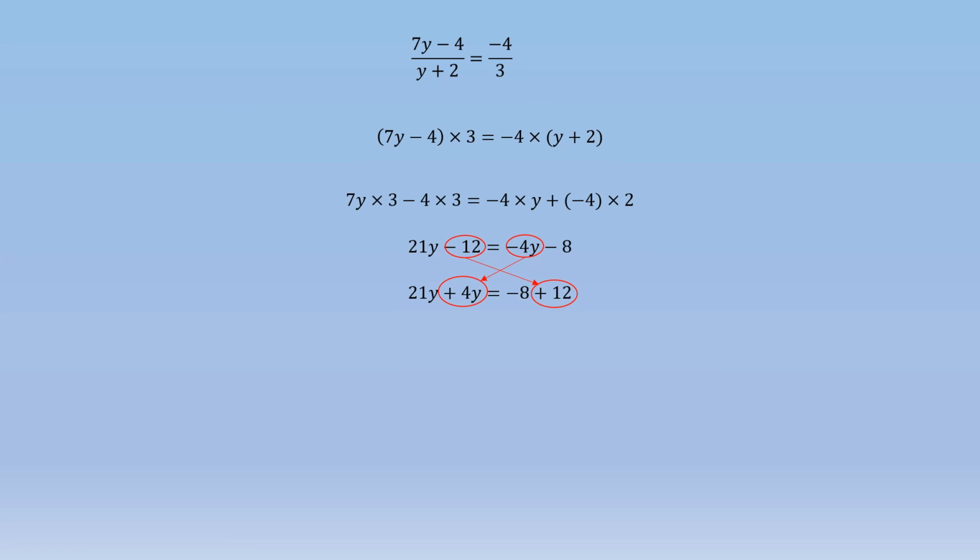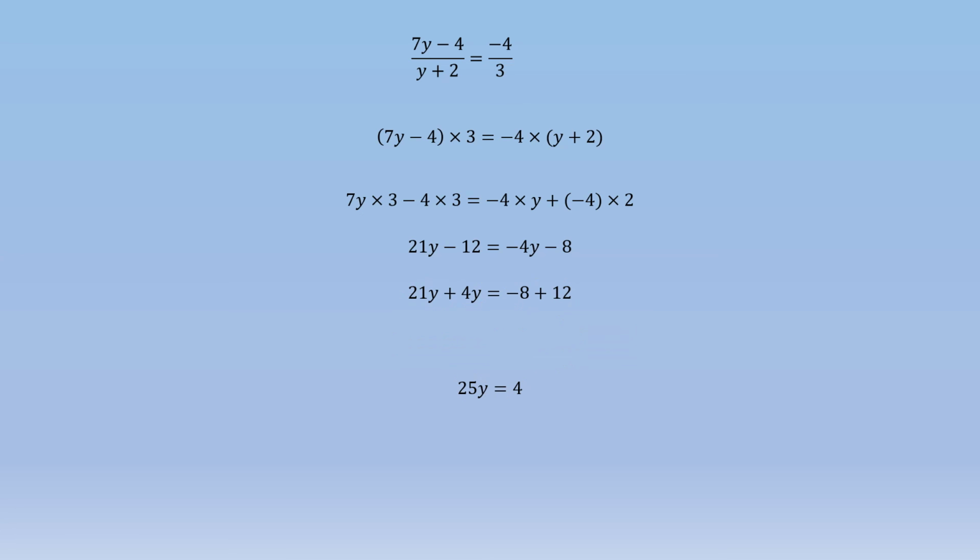Minus 8, we are keeping whichever is on the right hand side as it is, and we are transposing after that. So minus 12 becomes plus 12, and our equation becomes 21y plus 4y is equal to minus 8 plus 12. After this, we need to carry out the mathematical operation. So in the first part, that is LHS, both are positive, so we need to add. And on the second side, that is RHS, we need to subtract because they are of different sign. So we have 25y is equal to 4.